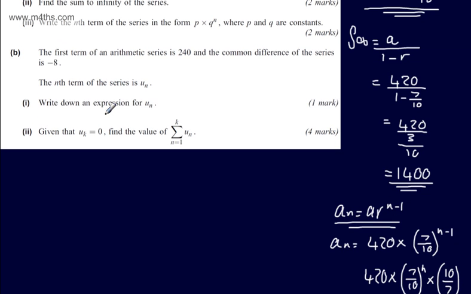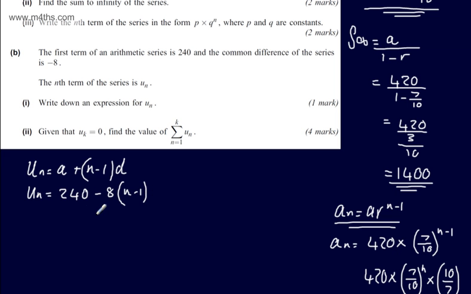In part B, the first term of an arithmetic series is 240, and the common difference of the series is minus 8. The nth term of the series is u sub n. In the first part for 1 mark, we need to write down an expression for u sub n. In general, u sub n is equal to a, the first term, plus n minus 1 multiplied by the common difference. So in our case, u sub n is going to be 240, and with a common difference of minus 8, we'd have minus 8 times n minus 1.